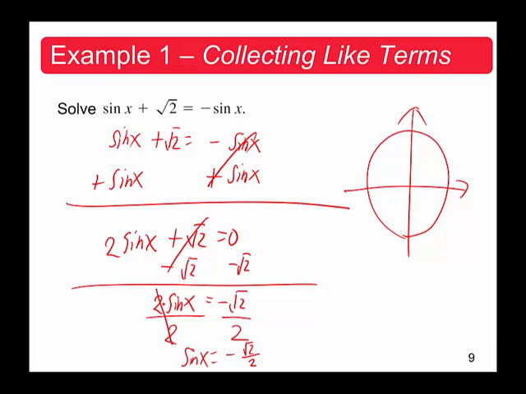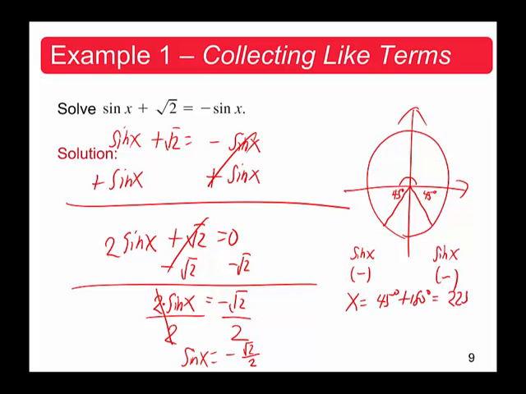Let's analyze this. Sine is negative in the third quadrant and the fourth quadrant. That means our angle must be in the third or fourth quadrant. For radical 2 over 2, that must be a 45-degree angle. This angle will be 180 degrees plus 45, so one of the solutions will be 45 degrees plus 180 degrees, which turns out to be 225 degrees. In radian measure, that is 5 pi over 4.